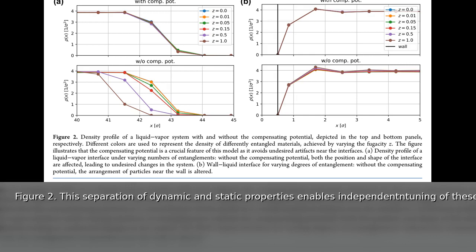Figure 2 highlights the importance of separating dynamic and static properties during the top-down coarse graining process. This separation allows independent tuning of these properties in the SLSP model and its related frameworks. To model interactions with a substrate, the authors introduce a Lennard-Jones-type wall potential, where the interaction depends on the distance between particles and the wall. Parameters such as the energy strength and cutoff distances are carefully set to enable realistic wall-particle interactions.